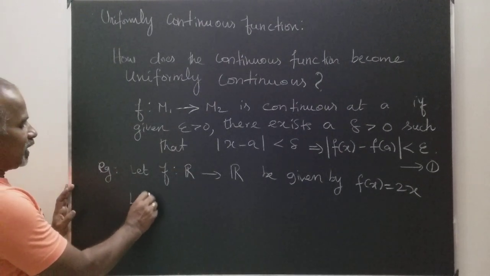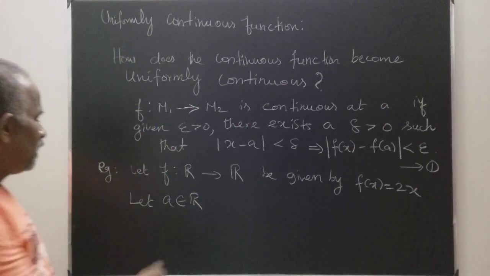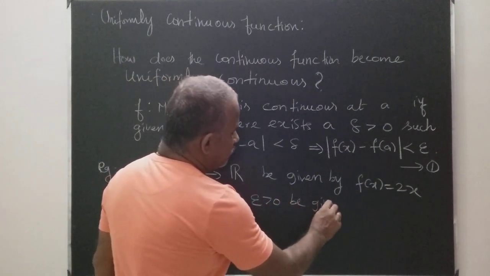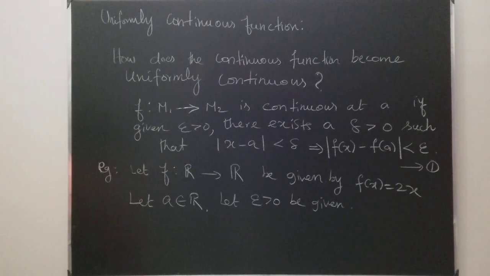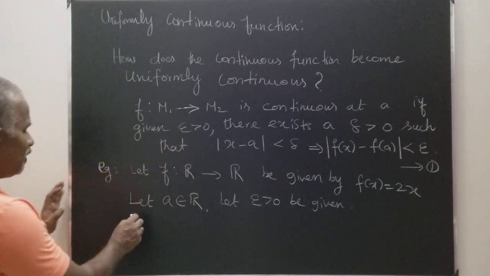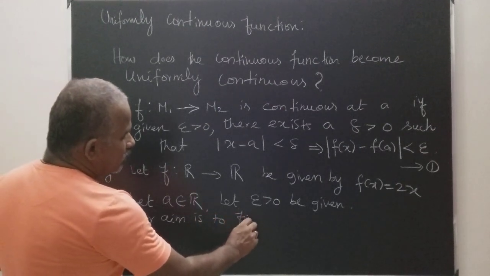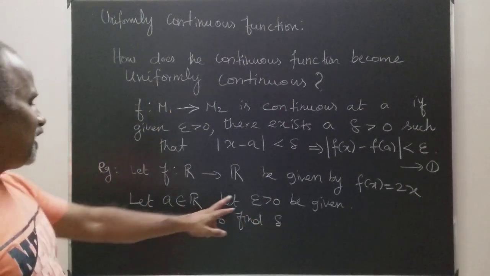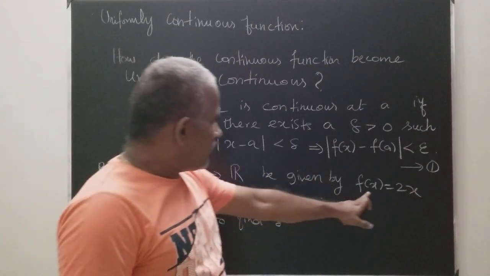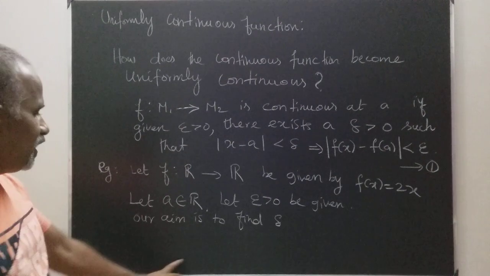This is continuous means what? Let a belong to R, and let epsilon greater than 0 be given. Then our aim is to find delta. Epsilon is given, a is given, so f of x is also given. So from that we can find the delta.